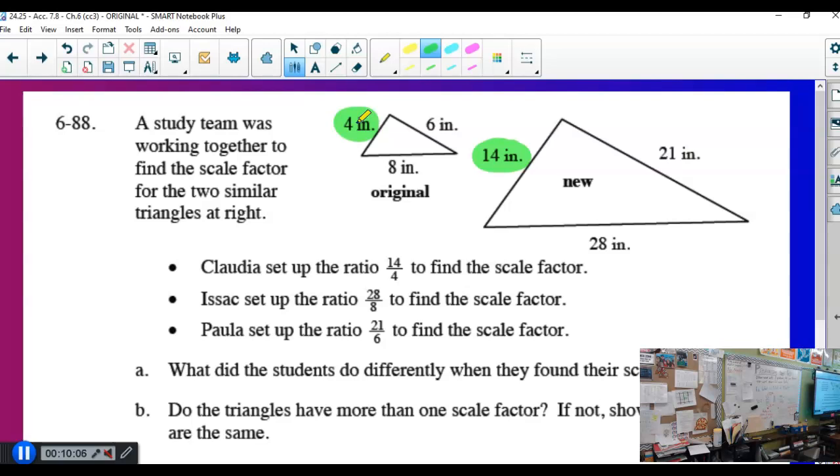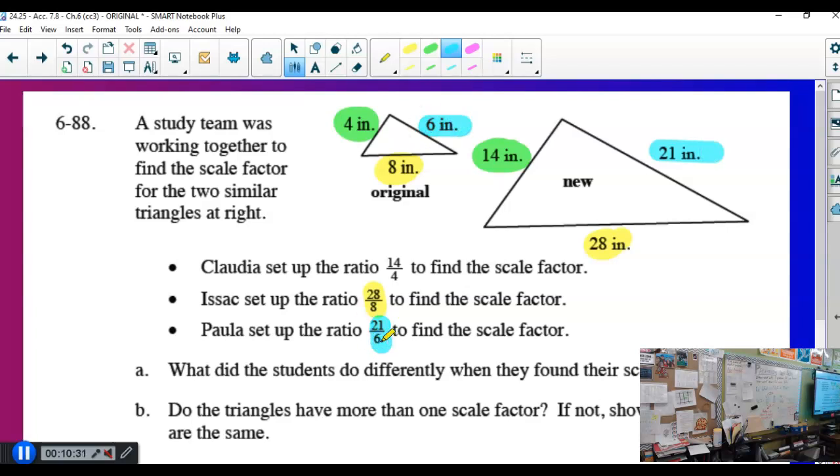Chase, what do you think about Isaac? Did he do it right, or does he need any feedback from you? Yeah. 28 from the new, 8 from the original. Seems all right. Lila, what about Paula? She did it right. 21 from the new, 6 from the original.